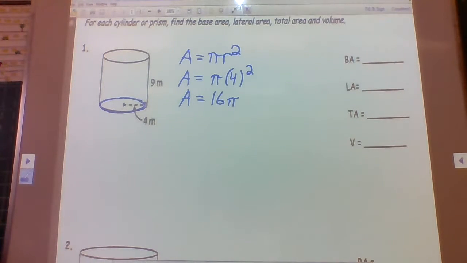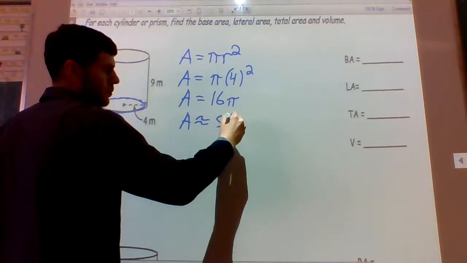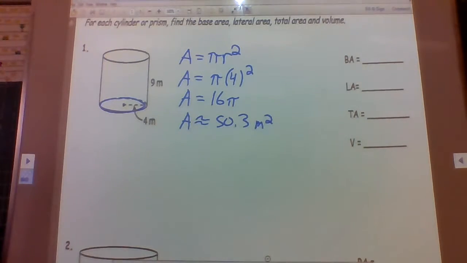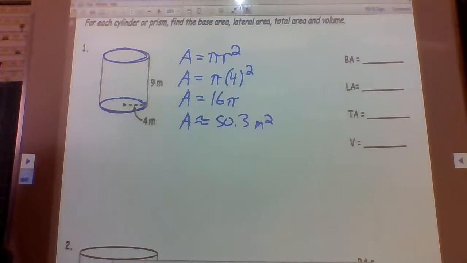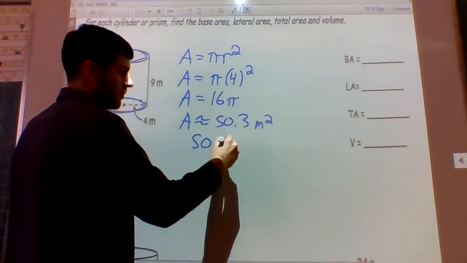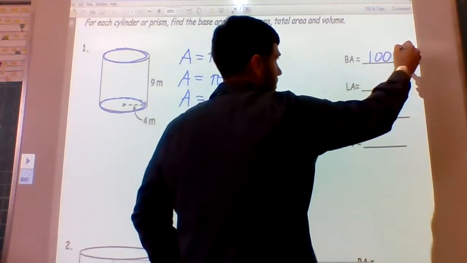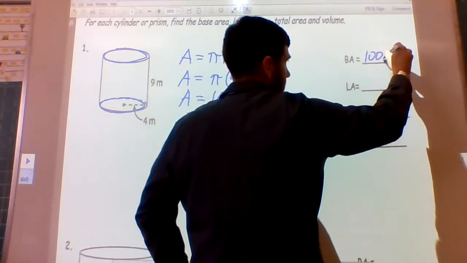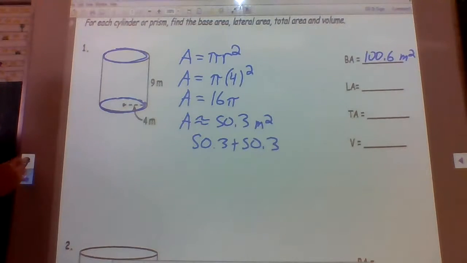So it's approximately 50.3, and that's going to be meters squared. Okay, there are two bases. So 50.3 meters squared, and at the top there we have another 50.3 meters squared. So 50.3 plus 50.3 is going to give us 100.6 meters squared.